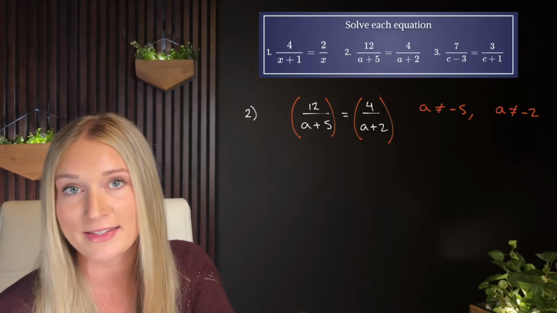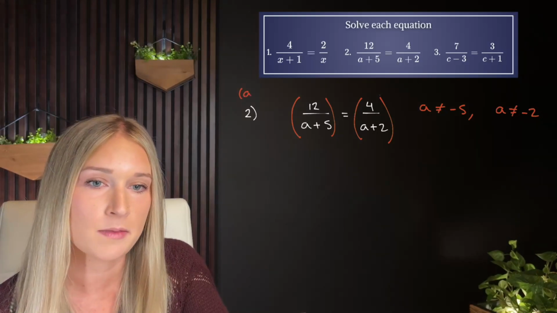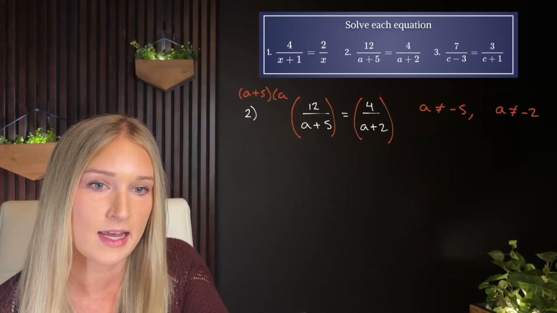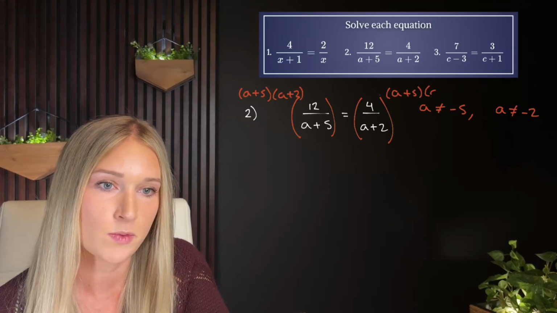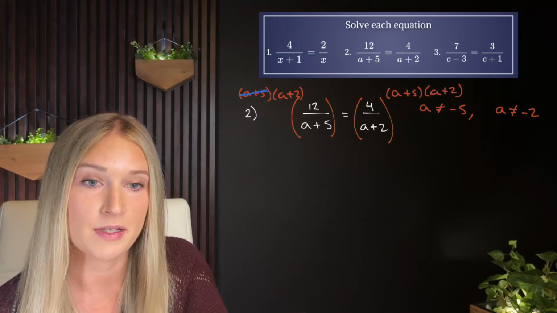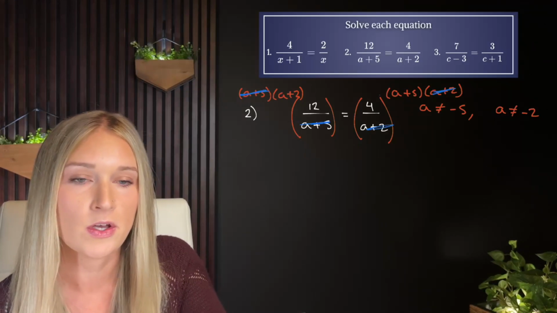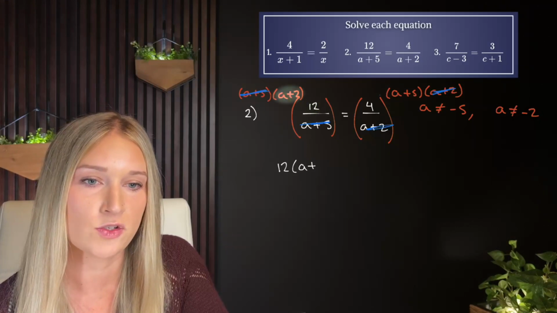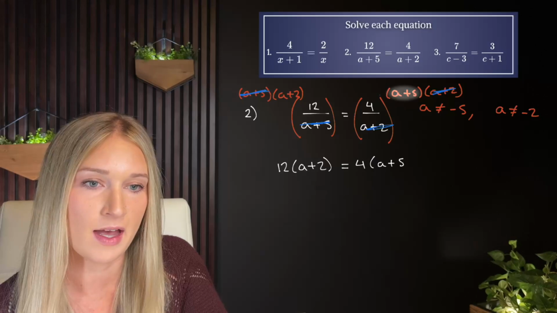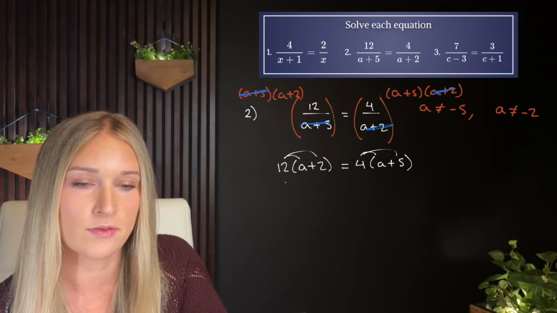My first fraction has an a plus 5, and the second one has an a plus 2. So I need both the a plus 5 and the a plus 2 on the left and the right-hand side of the equation. On the left, the a plus 5s cancel, and on the right, the a plus 2s cancel, leaving me with 12 times a plus 2 on the left and 4 times a plus 5 on the right. I will now distribute and solve.